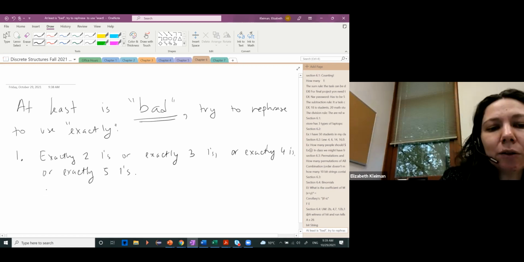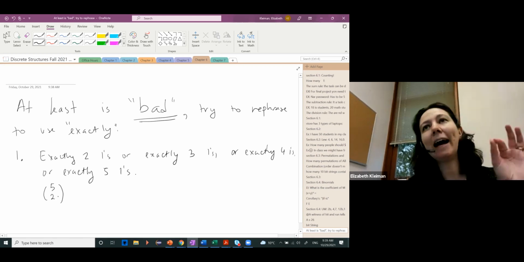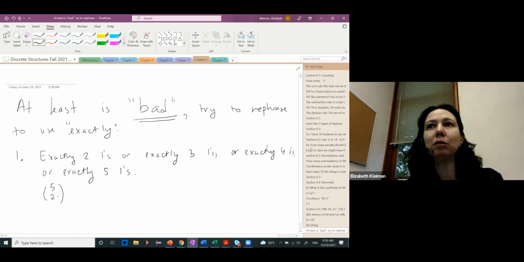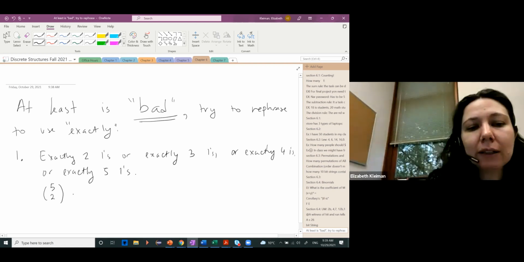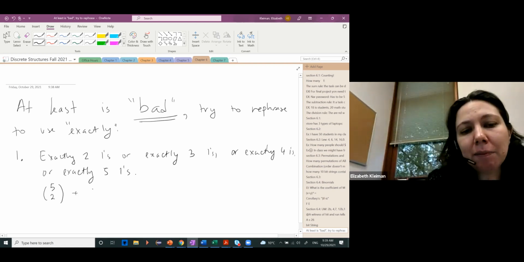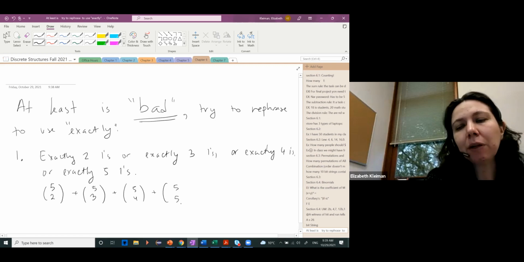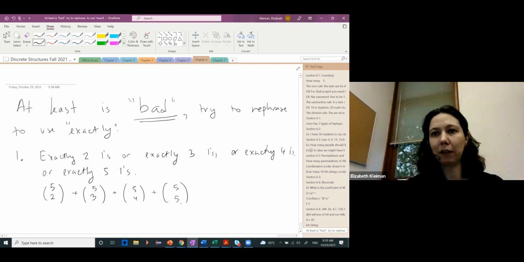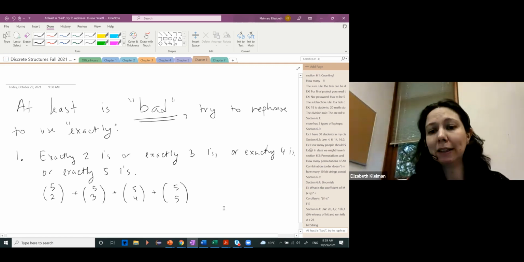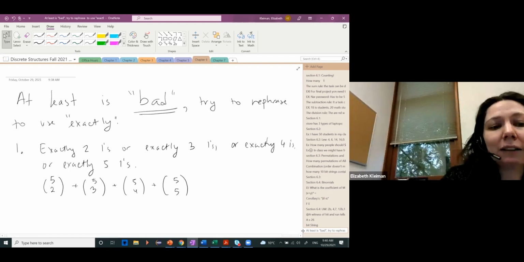So for exactly 2 ones, I can easily say that I need to pick places for my 2 ones, and the others must be zeros. So I do not pick anything anymore. Then the next one is 5 choose 3, 5 choose 4, or 5 choose 5. This is a long way, but it is a correct way of thinking. This is good. This is how you should think about it. We rephrase it as exact.